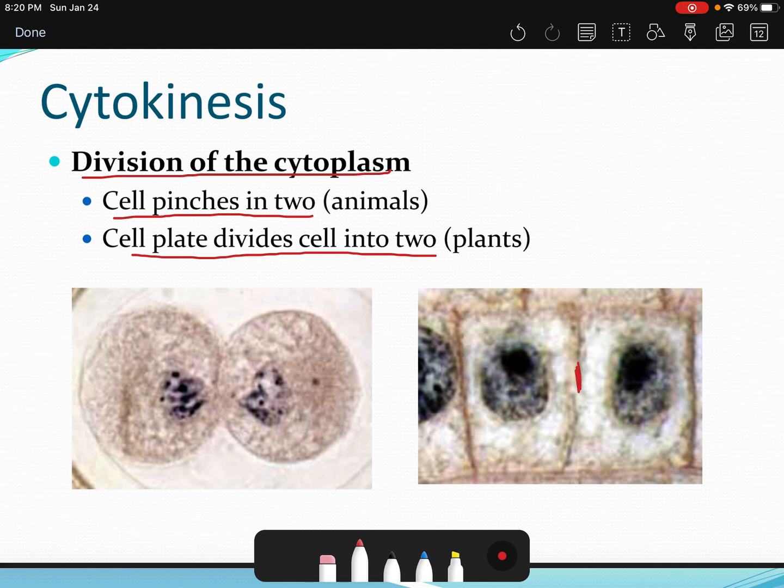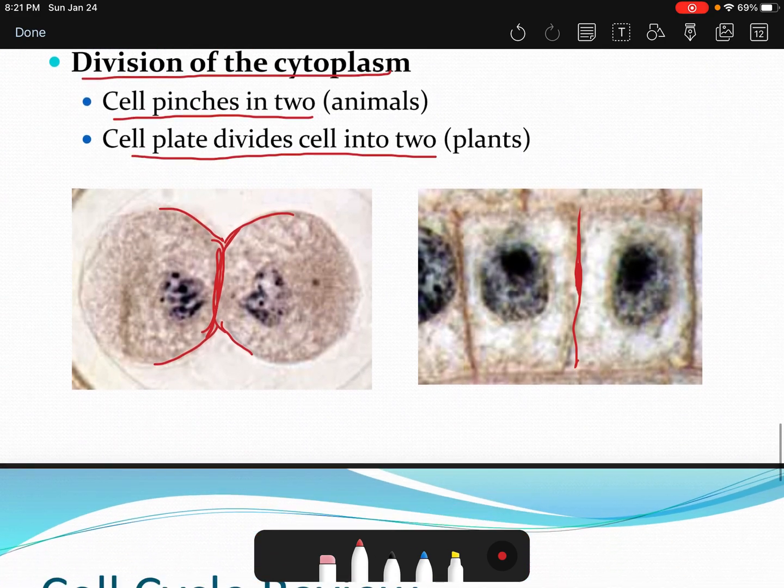Remember, it started out just right here in the middle in telophase. Now it has grown all the way across and divided the cell into two. Here, it started to furrow in just a little bit during telophase, but now you can see a line has come all the way here, and it has pinched, and these two have now split into two separate cells in animal cells. So that's cytokinesis, the division of the cytoplasm.